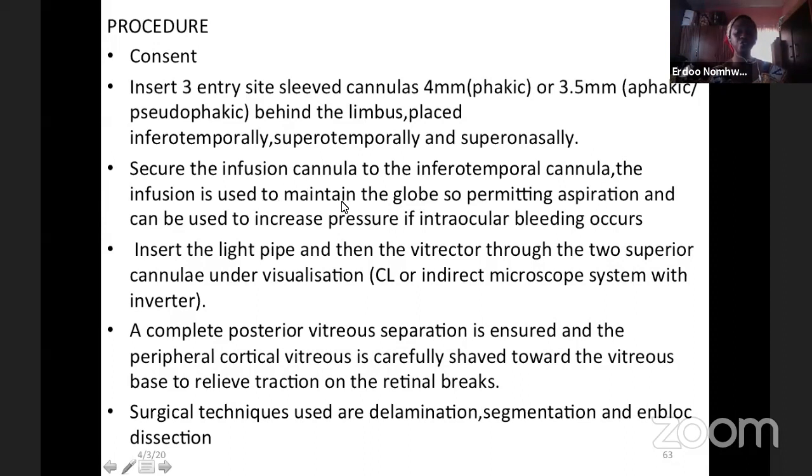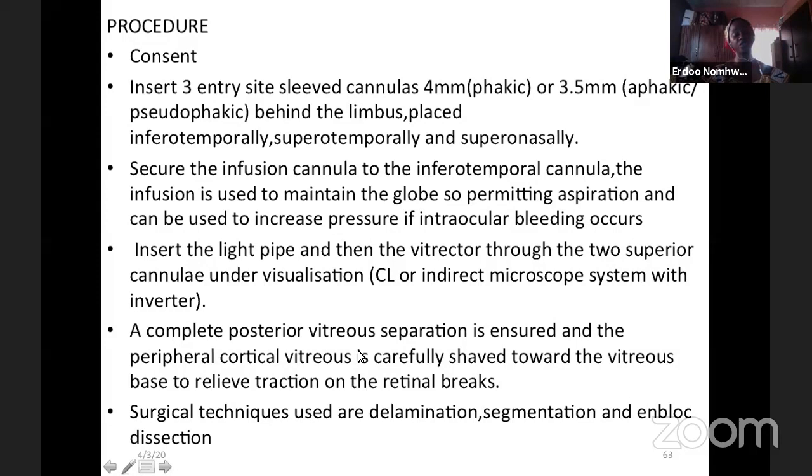The infusion is used to maintain the globe, so permitting aspiration, and can be used to increase pressure if intraocular bleeding occurs. That's the main use of the infusion cannula located inferior temporally. Then the light pipe and the vitrectomy are actually the 2 superior portions. But what you're doing is you're actually visualizing under your indirect microscope system using your inverter.